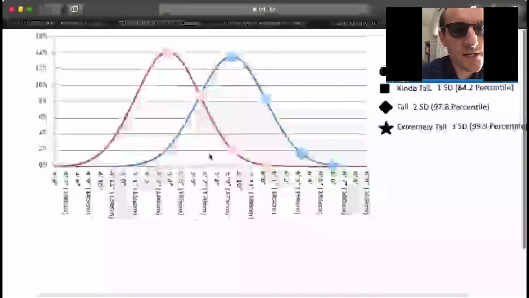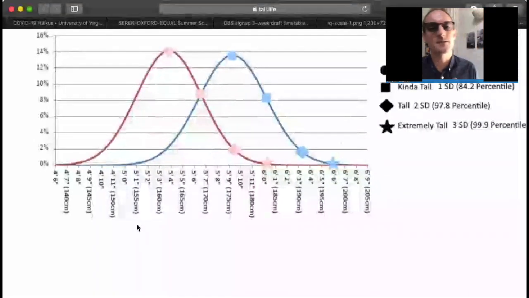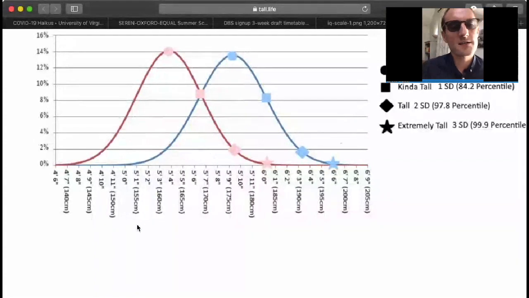So if we go to here, this is how height is measured in the US. These are what are called normal distribution curves, sometimes called bell-shaped curves. The red describes the heights for women in America and the blue for men. And you can see that the mean and the median coincide. The 50th centile is the exact point where the mean height sits. And then the distribution is symmetric around that point and tails off.